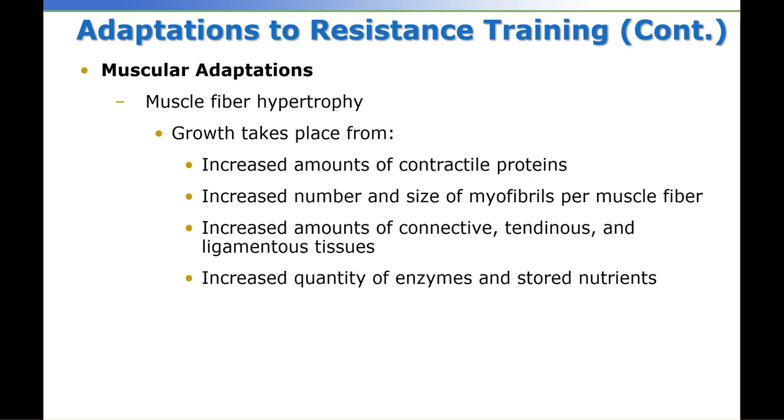of what's going on. So then you have these satellite cells, which are in the literature, and in 469, talking about the proliferation of the satellite cells that differentiate and switch on genes that cause the increased number and size of myofibrils per muscle fiber. Growth also takes place from an increase of contractile proteins, because that is needed relative to the resistance training taking place, the modality, which is weight training, and an increased quantity of enzymes and stored nutrients.